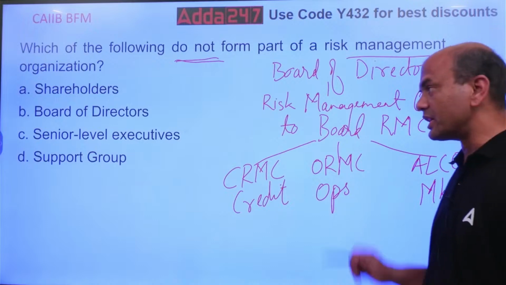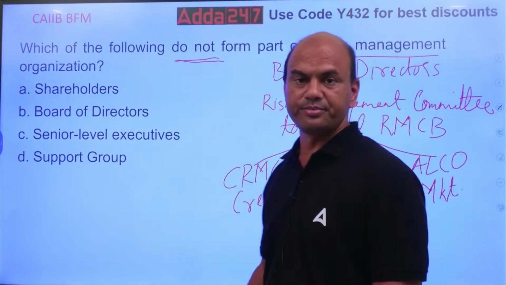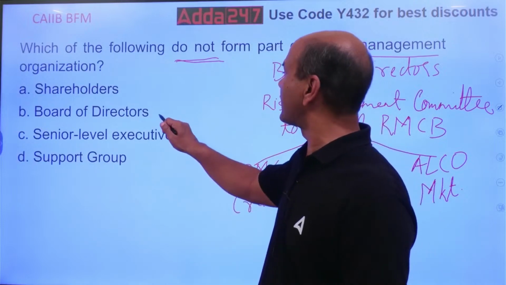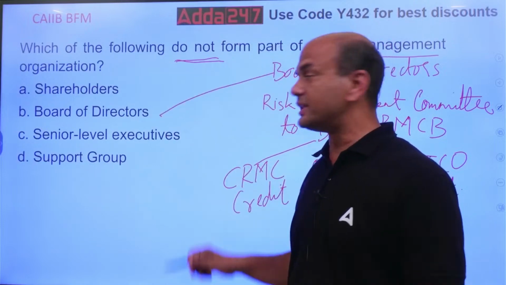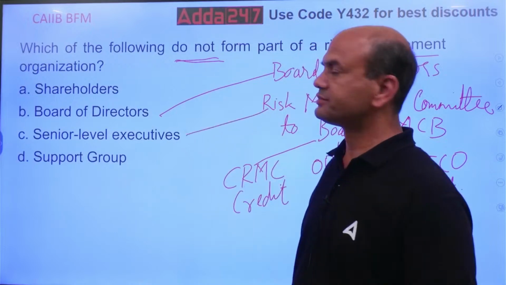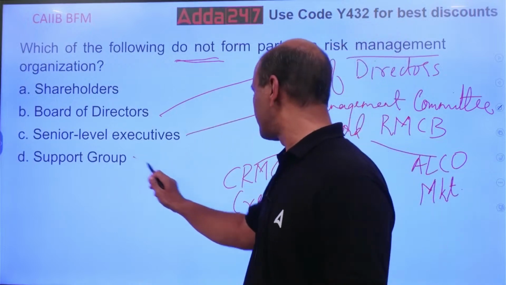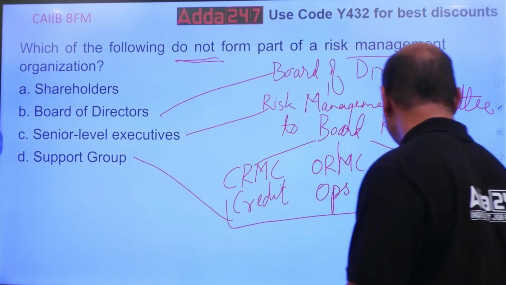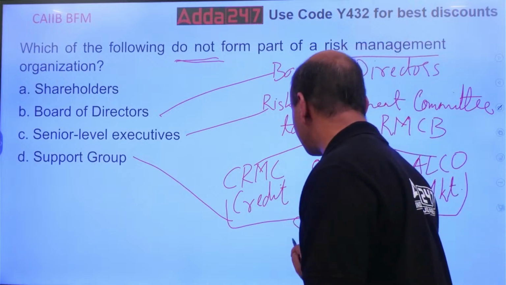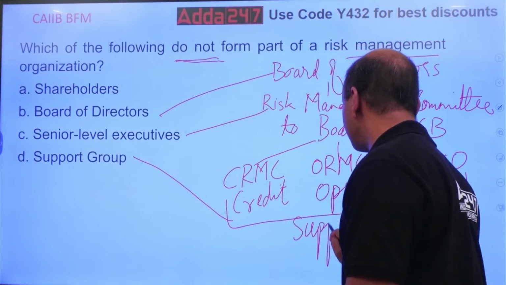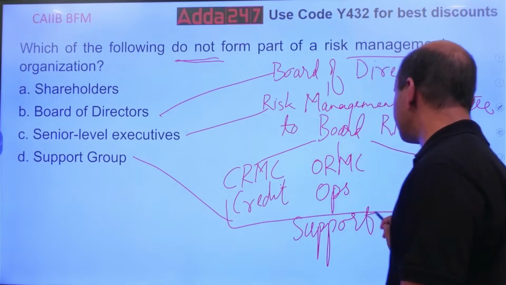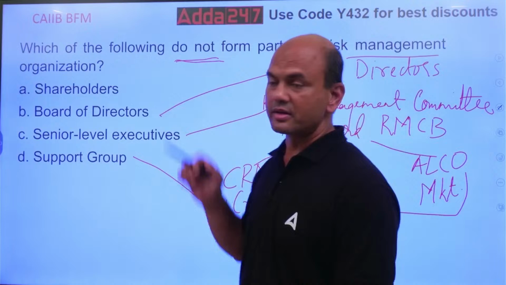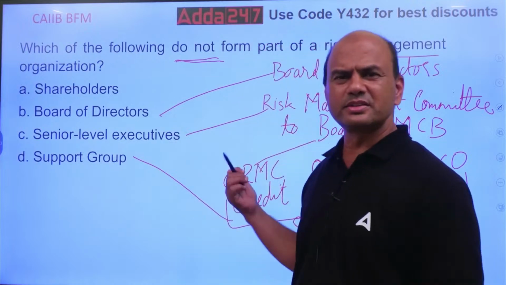Okay. So now look at the question. What is important over here? Who all are the stakeholders? Board of directors, they are there. Senior level executives, they are there. Support group, it is here. There is a support group over here. Below these, there is something called a support group. Means other employees who will support these committees. So all the three are there. But who is not there? Shareholder.